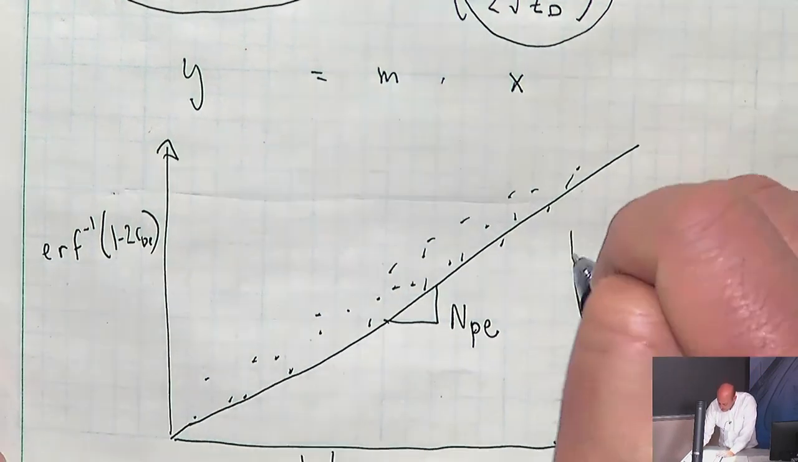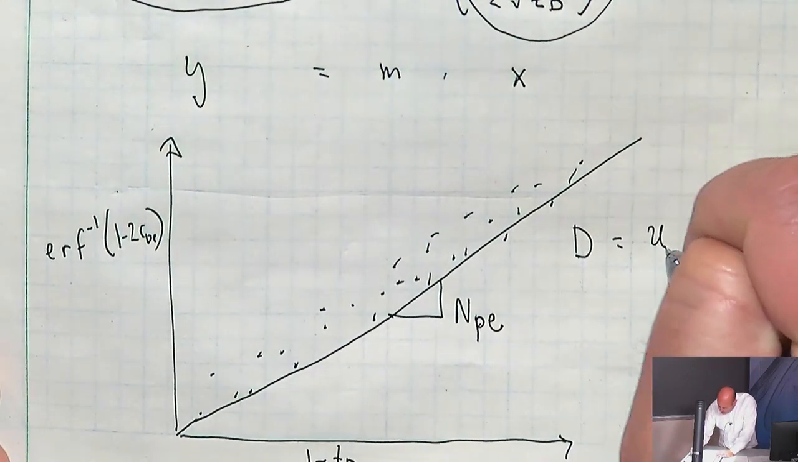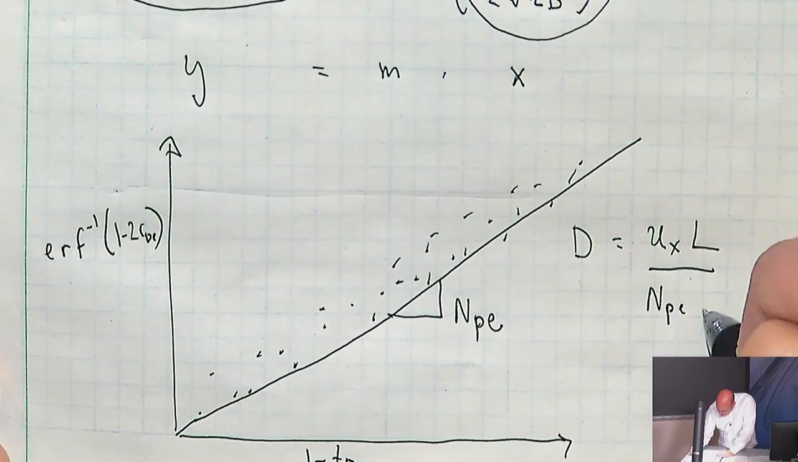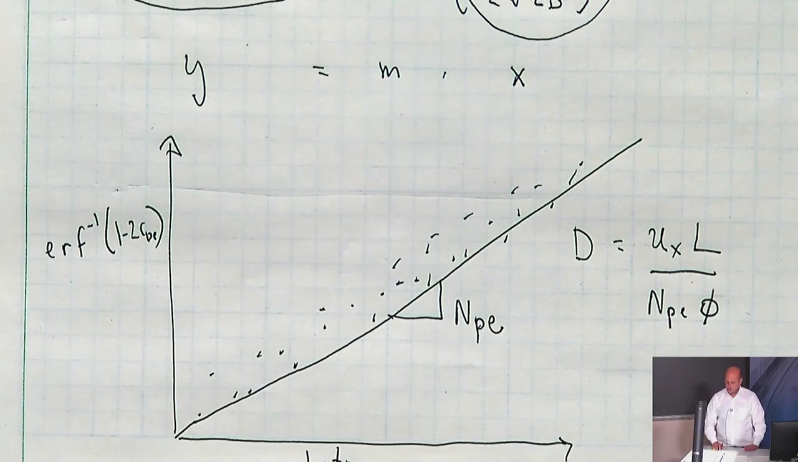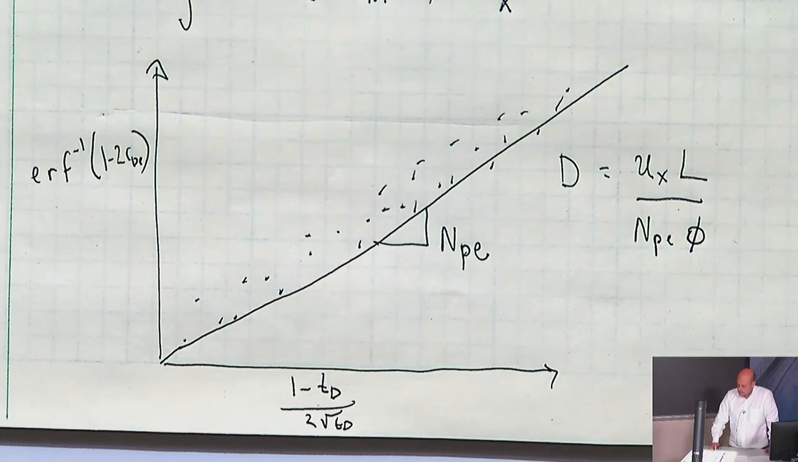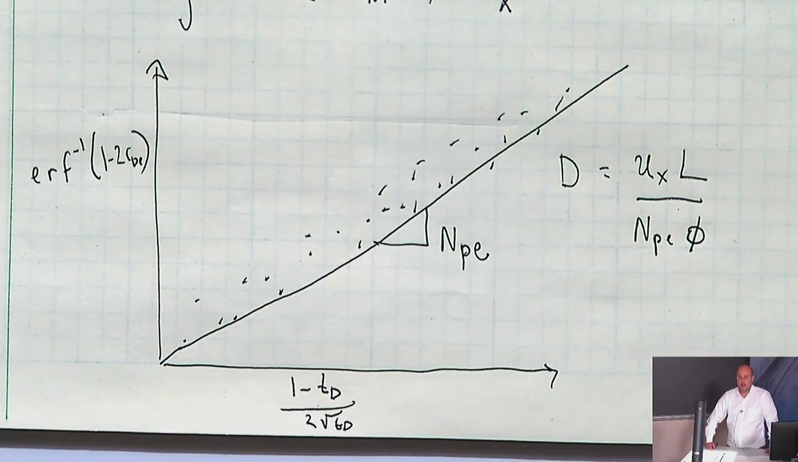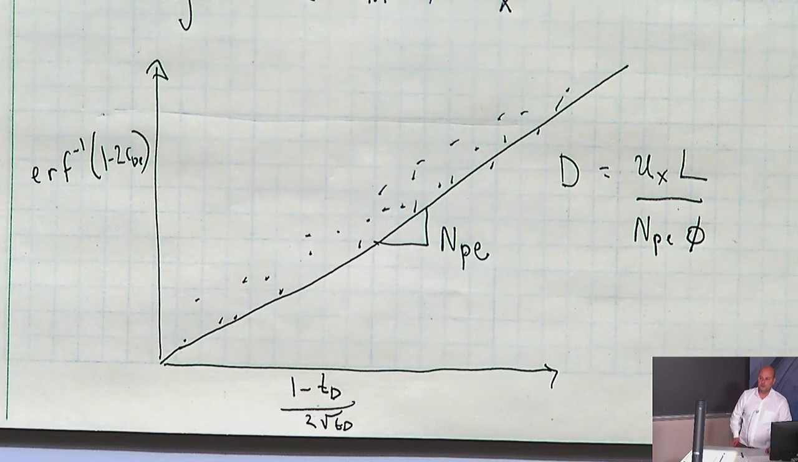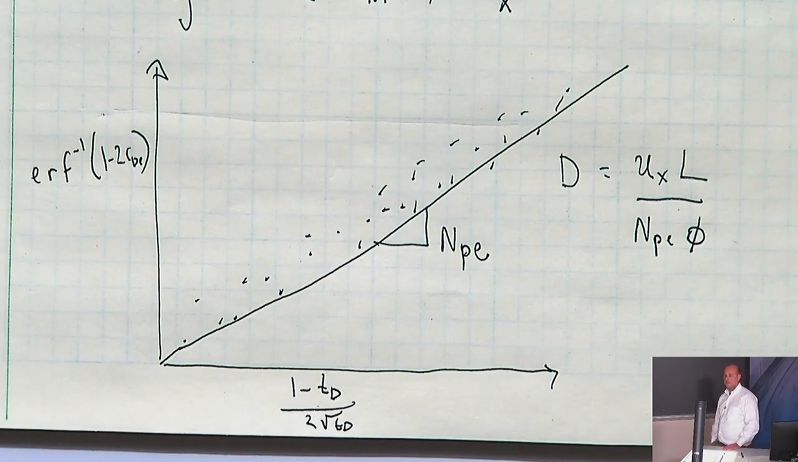And then I know that the dispersion coefficient is the velocity times the length divided by the Peclet number times the porosity. So I'll know how fast I was injecting. Maybe it was 1 foot per day or something. L is the length, and I'll know that. P is the porosity. I may or may not know that, but maybe I'll show you on Monday how you calculate the porosity, and then we just calculate the Peclet number from the slope. So this gives us the dispersion coefficient, and that's what we were looking for.